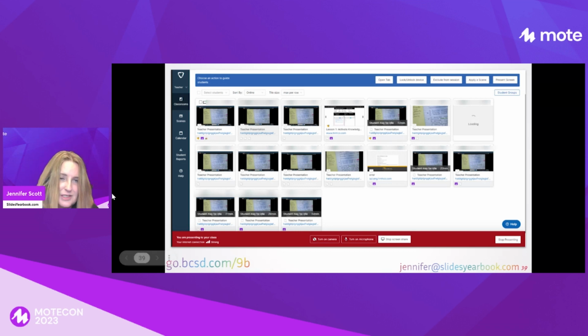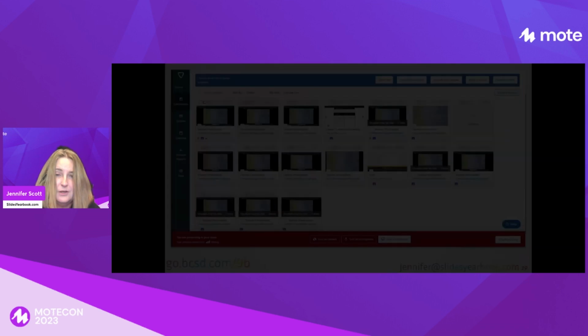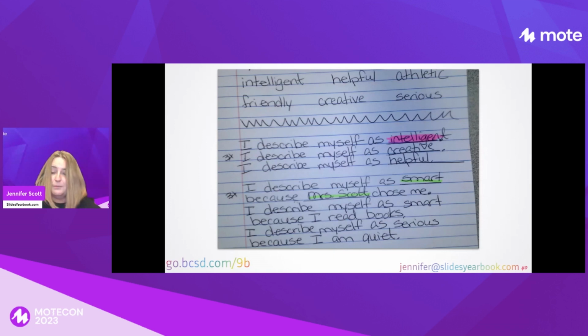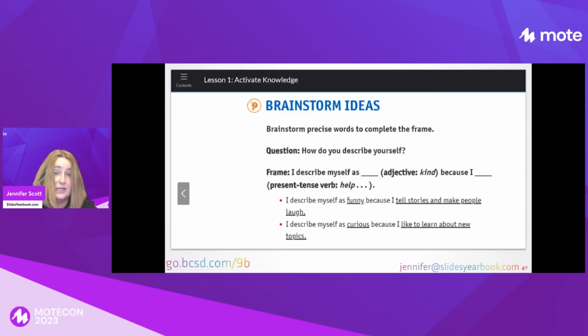So you can see that I am sharing my screen, and this student right here is actually on the website learning, and they are looking at my document camera because I believe it's really important to take handwritten notes. We're doing a lesson from English 3D Language Launch, and we're brainstorming ideas and we have sentence frames. How do you describe yourself?